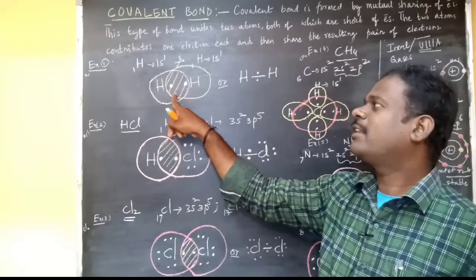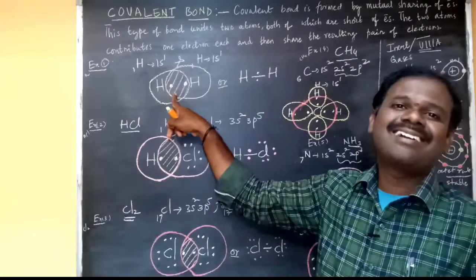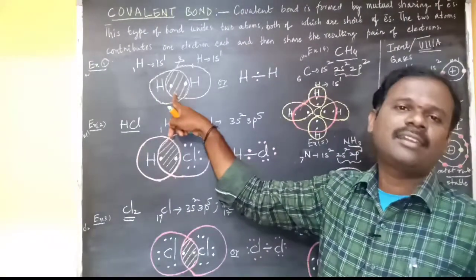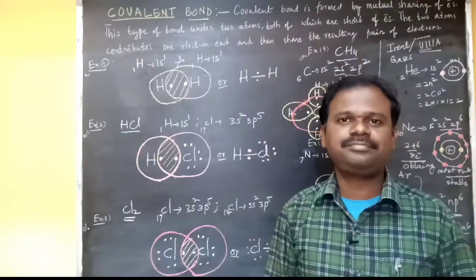Now they are getting what? 2 electrons in their valence shell. So that is the duplet electronic configuration. That is why we say it is stable.